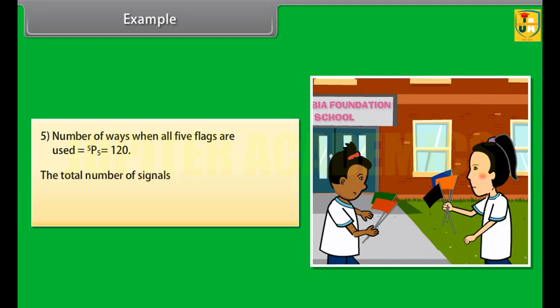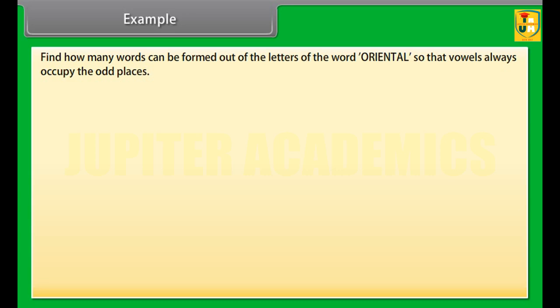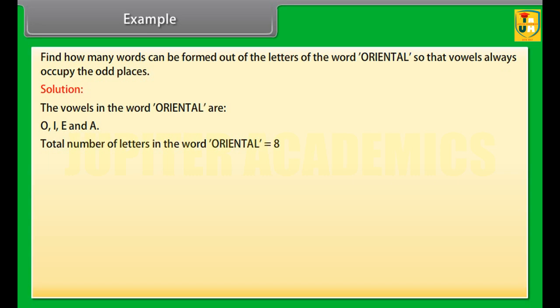The total number of signals is equal to 5 plus 20 plus 60 plus 120 plus 120 is equal to 325. Find how many words can be formed out of the letters of the word Oriental so that vowels always occupy the odd places. Solution. The vowels in the word Oriental are O, I, E and A. Total number of letters in the word Oriental is equal to 8. Number of vowels is equal to 4.